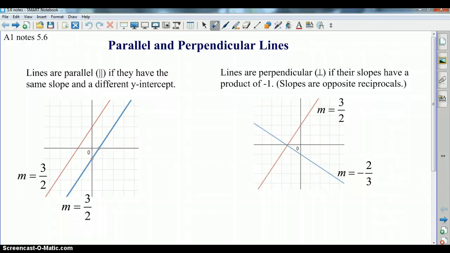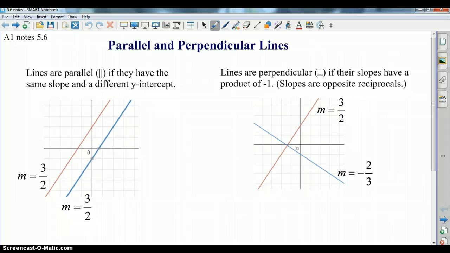The reason we include that different y-intercept is if they had the same y-intercept, it would actually be the same line, so it wouldn't be parallel to itself. It would just be itself. You can see the example here. You've got two lines that both have a slope of positive 3/2, and you can see that the intercepts are different. It appears the blue line is at -1 and the red line's at positive 2 based on appearances here.